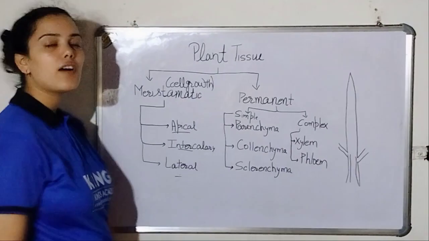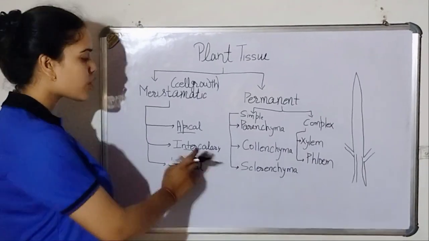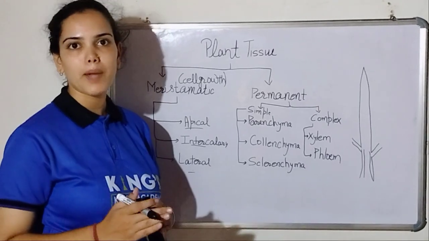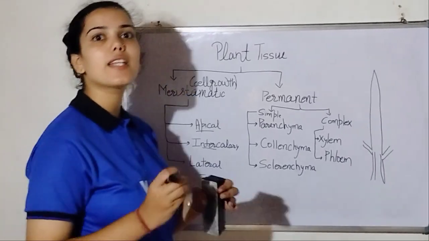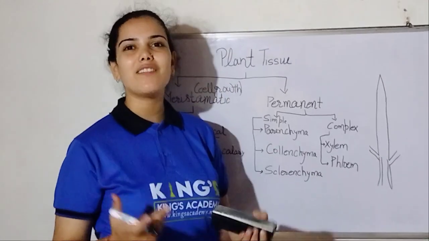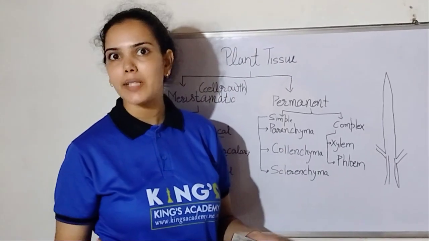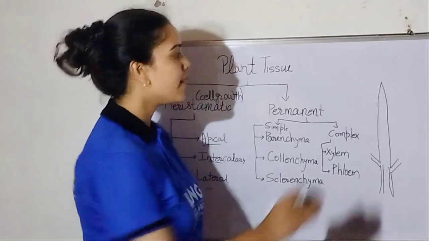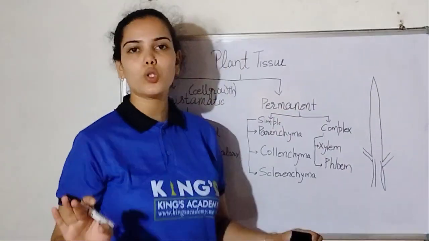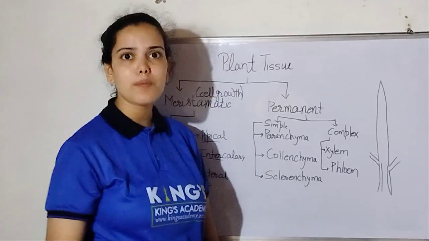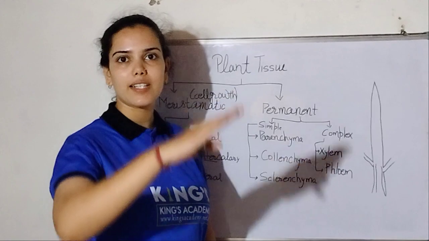And then another one is intercalary tissue. This tissue is present at the nodes of the plant, and it also helps in the growth of the plant, because whenever a cow or any other animal eats the upper portion of the plant, the growth of the plant stops there. For that reason the intercalary tissue helps, and the plant grows from another side.